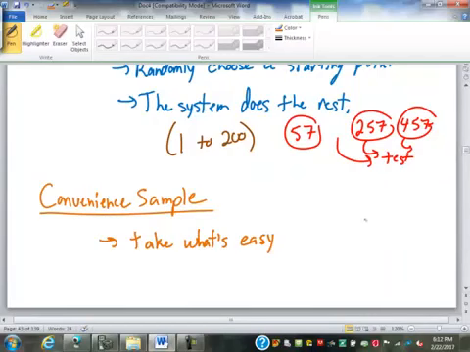So it might be I walk out the door and I survey, if I need to get 200 people, I walk out my door and I survey the first 200 people I see. Well, that's convenient. Or I survey 200 of my friends. Again, that's convenient. A convenience sample is just taking information the easiest way you can get it, or a way that's easy for you to get it, and that is usually not good, well, almost never good.